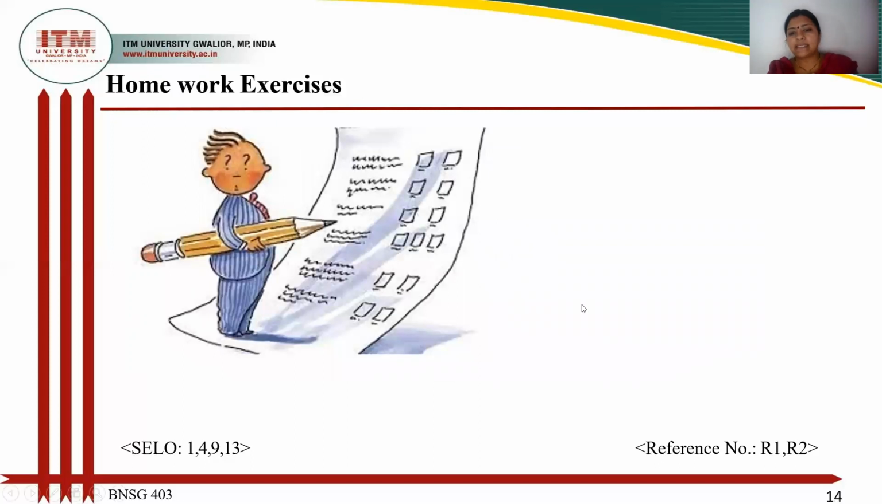Next, the homework exercises. Many a time you are much more familiar with this type of homework exercise from school days. In every subject we used to get homework on that particular subject. We used to write the homework and solve it, and every day the teacher used to check it. So that is also a type of formative assessment.